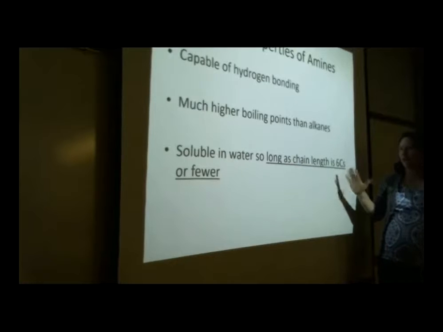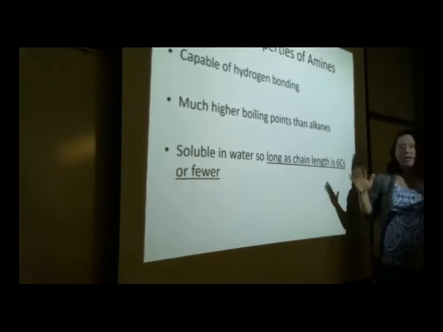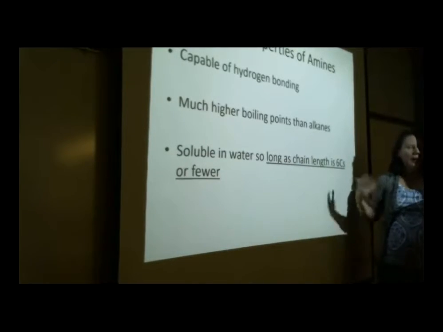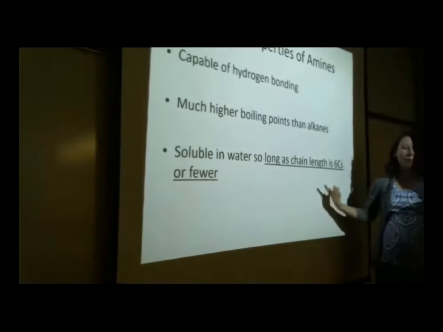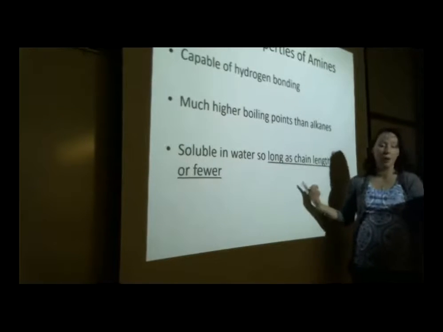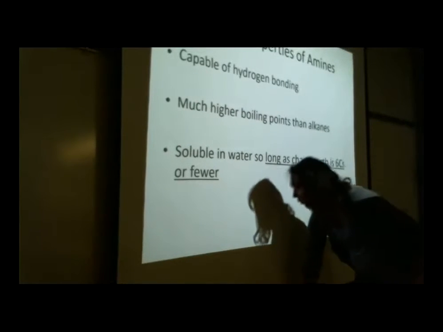That's the magic number. Around 6, 7-ish, solubility goes. And why would that be? Because if we've got this big long chain, now we've got a part of the molecule that's just too non-polar to be compatible with a polar solvent.